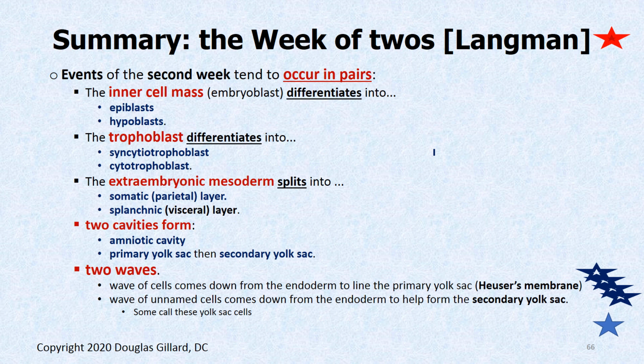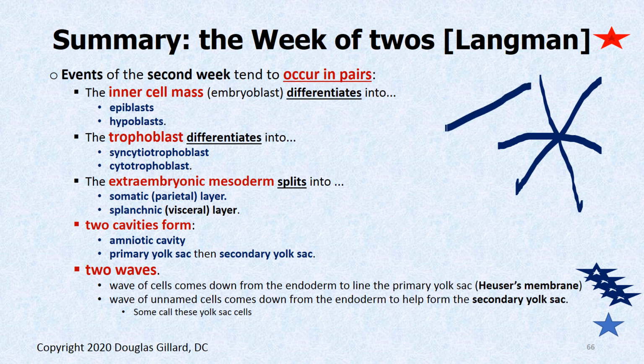So this is an important slide to study. We've just finished the week of twos. I mean, we've snuck ahead a tiny bit into week 3, but here's the key facts about the week of twos. Second week is the week of twos. So we took an inner cell mass last lecture, turned on some genes, we explained that, and we created an epiblast and hypoblast. We took the trophoblast and differentiated that into a cytotrophoblast and syncytiotrophoblast. Huge testing. Look at all the stars here. This is one of those things. You want to know what to study?